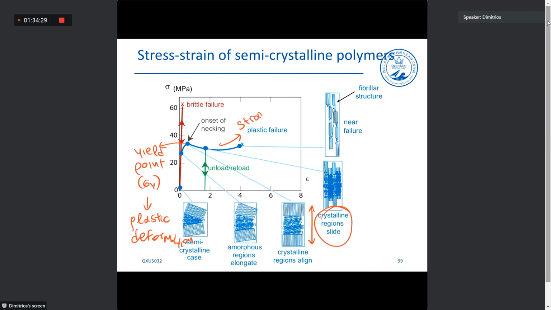what is called strain hardening phenomenon, because the crystalline regions, even though they are smaller in size in this case, again start to orient themselves along the pulling direction, and that leads to an increase of ultimate tensile strength.